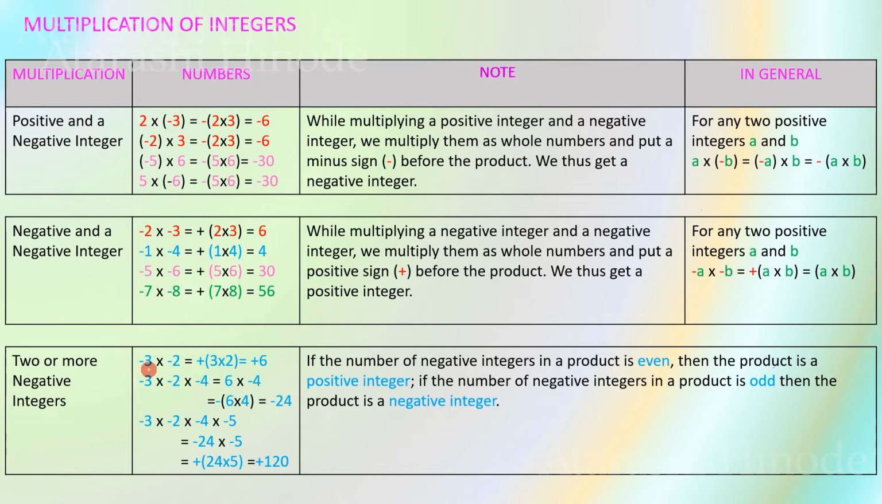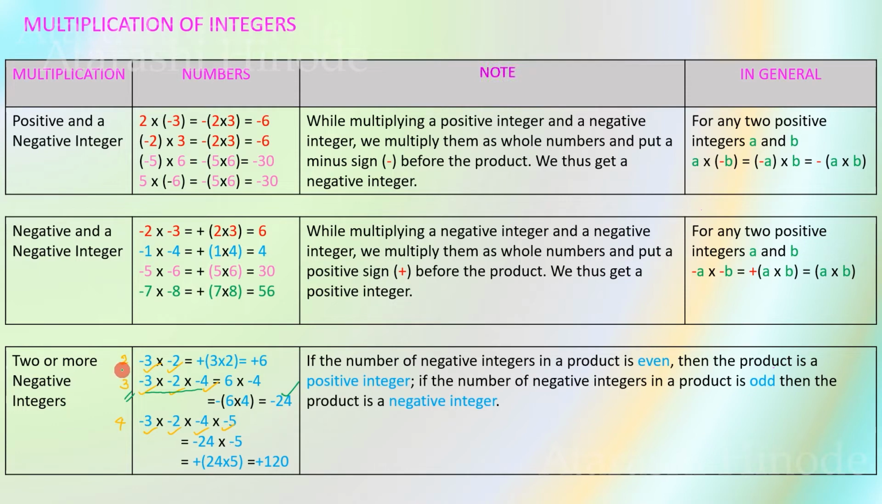If we observe the number of negative integers in each of these products, we can see here it is 2, here 3 and here 4. 3 is an odd number. That is, the number of negative integers here is odd and the product is a negative integer.